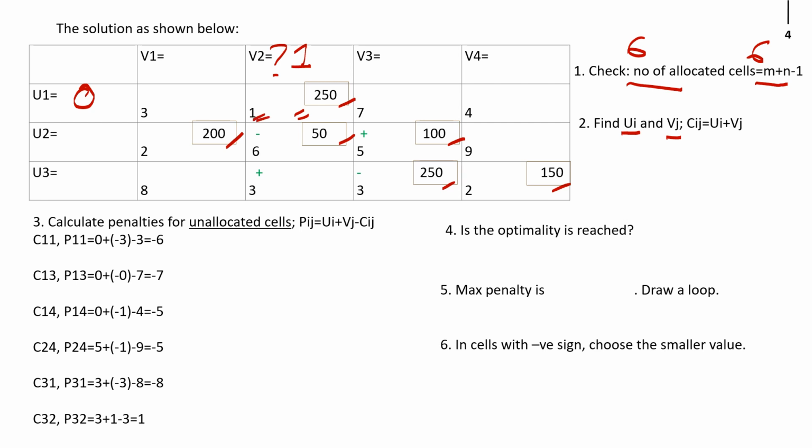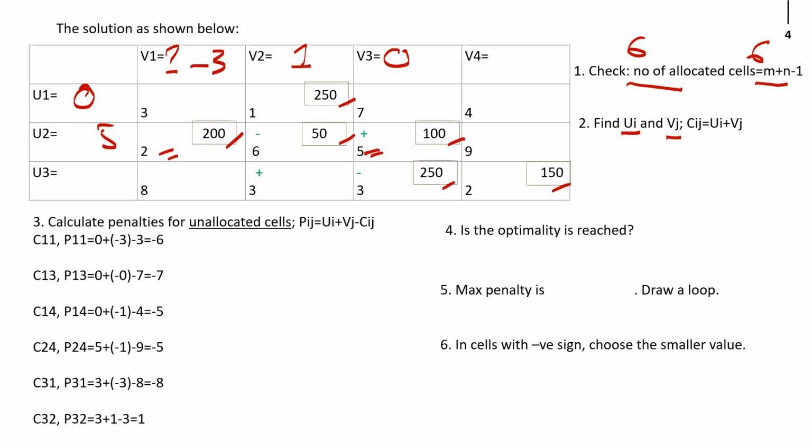Then we can find V1. Sorry, we can find U2. What value plus 1 is 6? The answer is 5. 5 plus 1 is 6. Okay, now we can find V1. 5 plus what value equals 2? The answer is negative 3. 5 plus negative 3 is 2. Okay, then we can find V3. 5 plus 0 is 5.